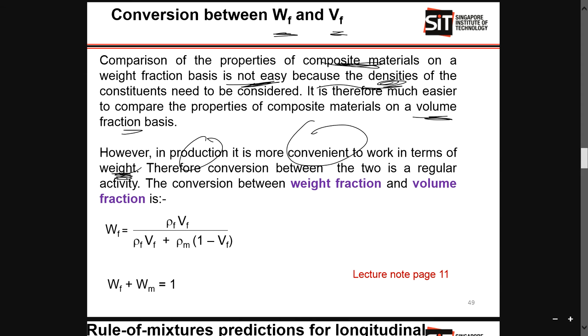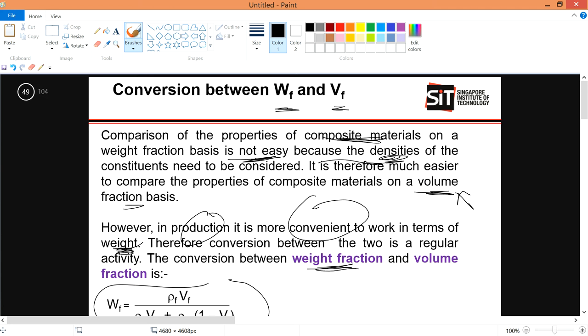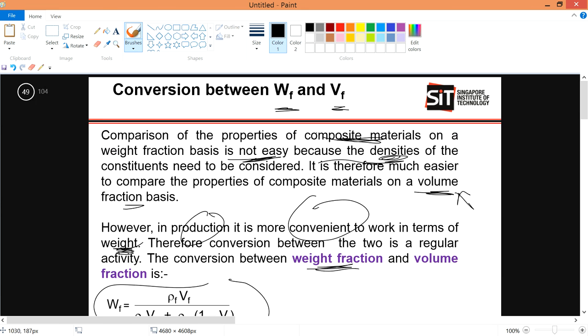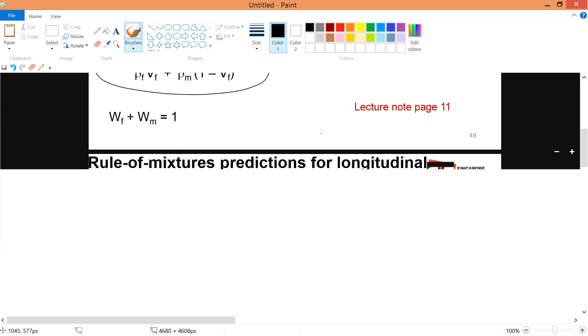This makes things easier to deal with. So in calculations we normally deal with volume, but in production we deal with weight. Alright, and this is the formula for the conversion. As such, let's find a way to actually derive the conversion. Currently I don't know exactly what I'm doing because I didn't copy properly, but never mind, let's see how it goes.